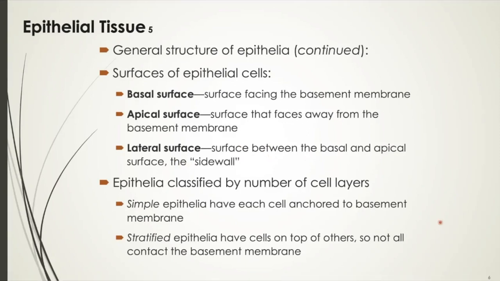Okay, so then the epithelial is going to be classified. Let's go ahead and start first by the number of cell layers. If it's just one cell layer, we're going to call it simple. If it's two or more cell layers, we're going to call it stratified. In simple epithelial, every cell is anchored to that basement membrane. In stratified, you only have the very bottom layer of cells anchored to the basement membrane, and other cell layers are going to layer on top of the bottom layer of cells.